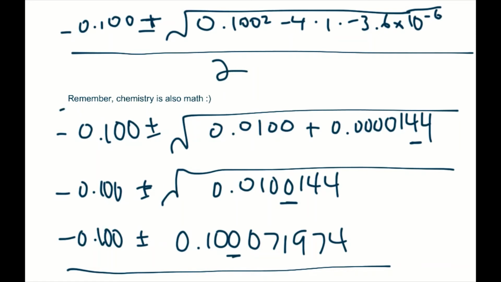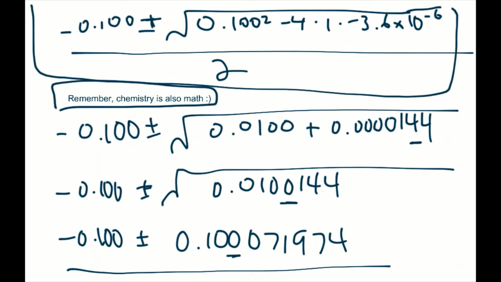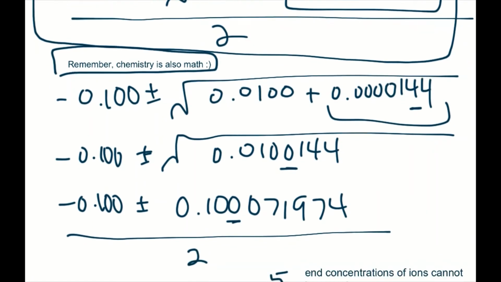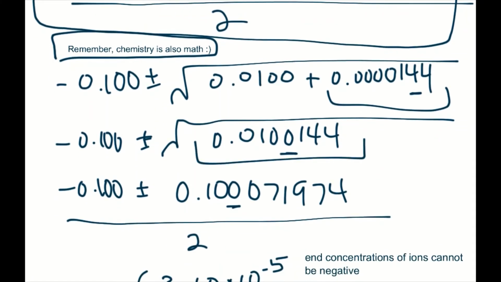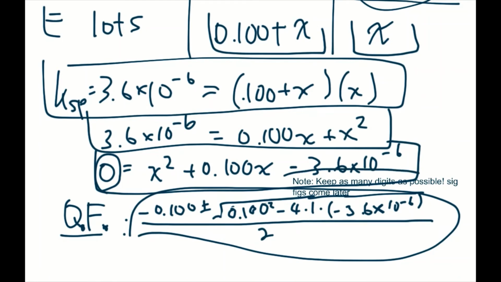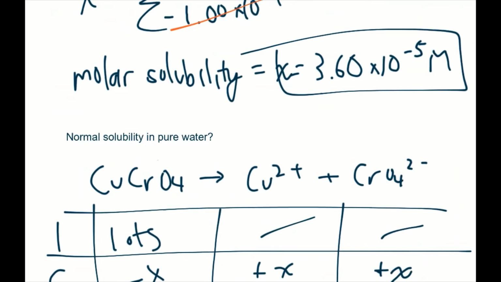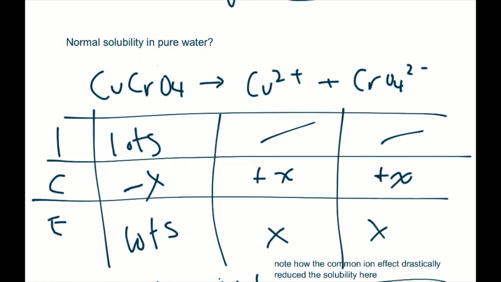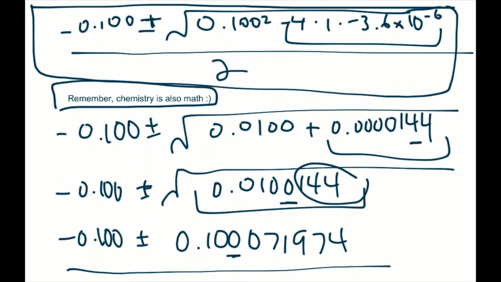So remember, chemistry is also math. So this is the quadratic that we need to solve, and I want to make sure that I am accounting for sig figs. So I simplify this to get this, and then I add these two together, and I'm keeping a lot of extra digits. So a good tip, as said in the previous part, is to keep as many digits as possible because sig figs can come later. And in this case, since we're dealing with such tiny numbers, every digit matters. So you want to make sure that you're keeping as many digits as possible.